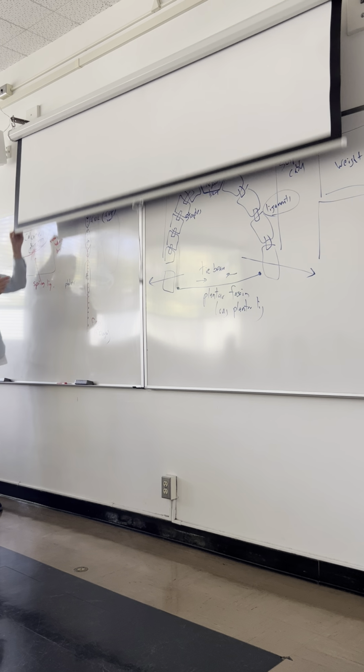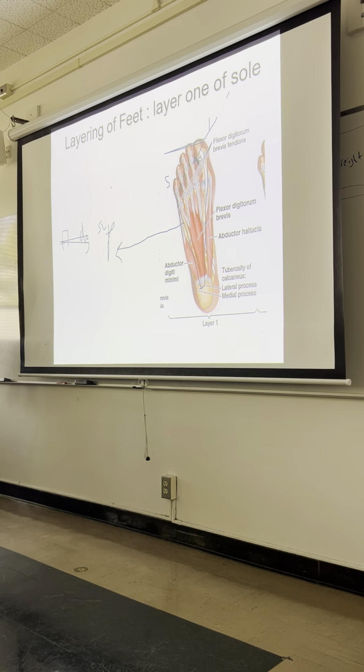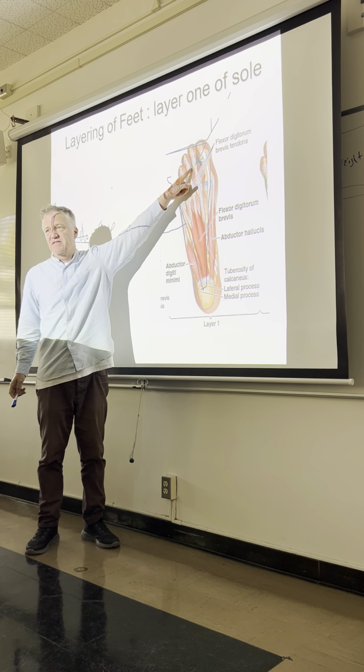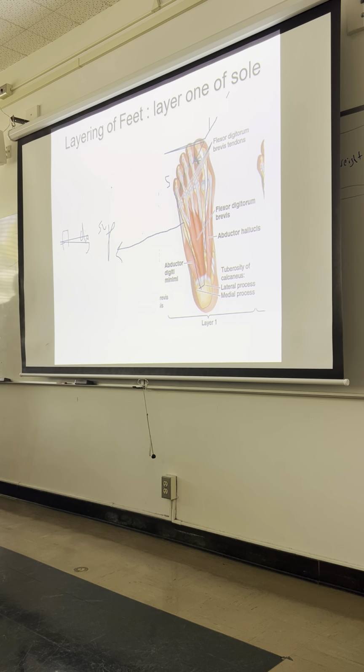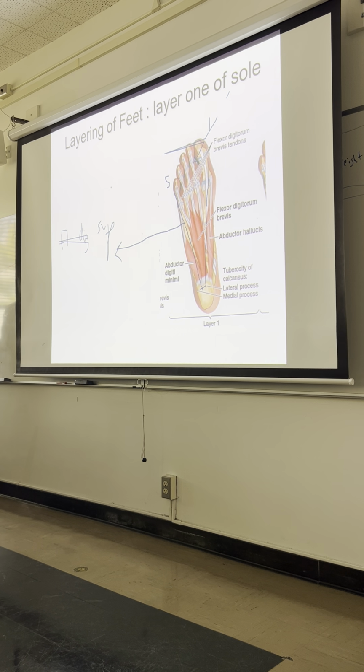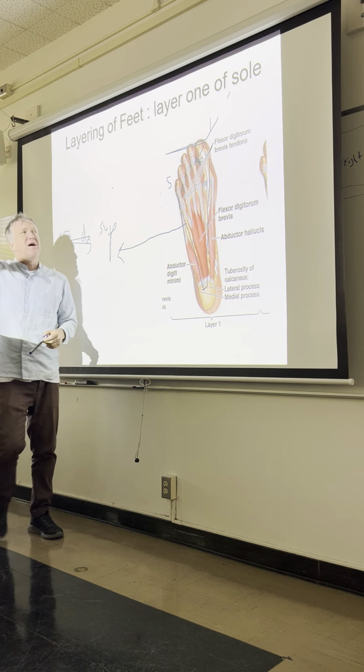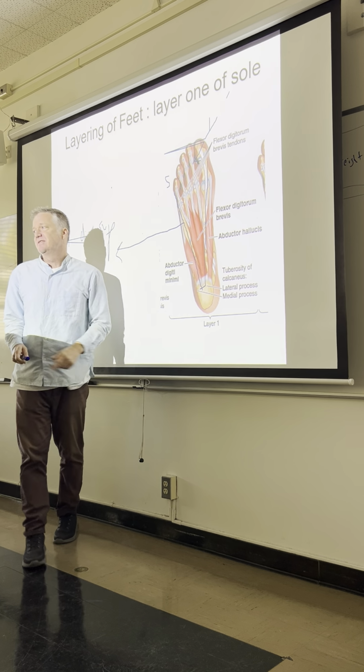So that's what brevis is doing. It's going to the middle phalanges of 2 to 5, and it's bifurcating. You can see it here. It's bifurcating so that longus can go through the bifurcation and attach to the distal phalanges. What that says is that longus is the muscle that's flexing the DIP joints.